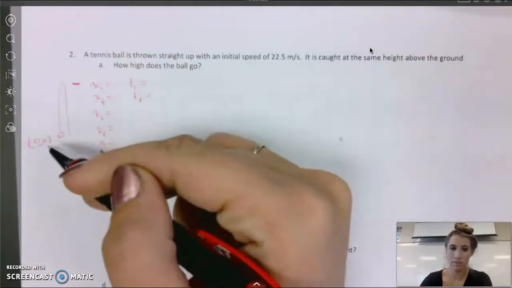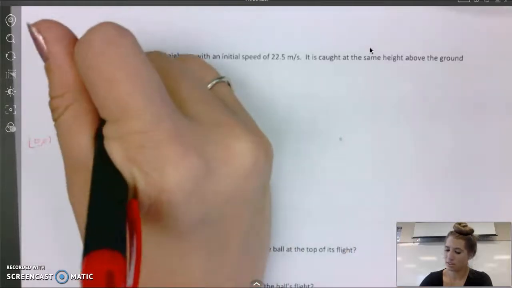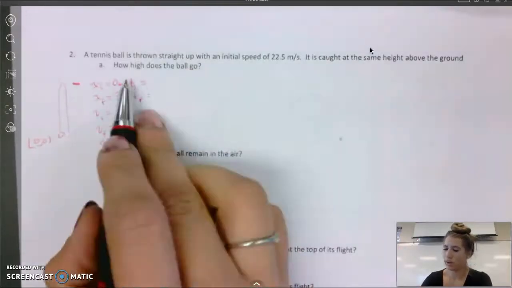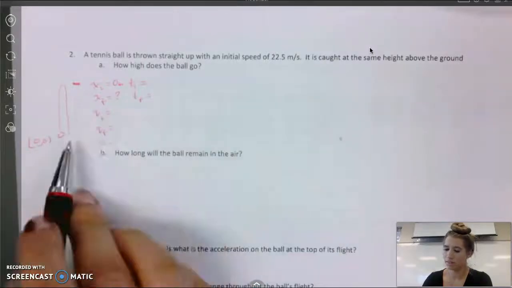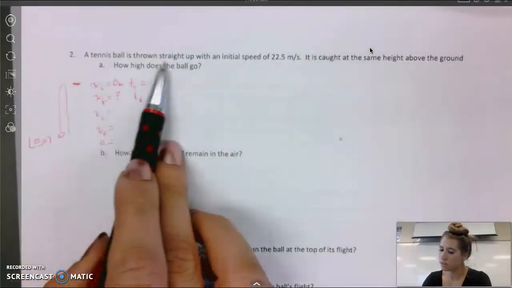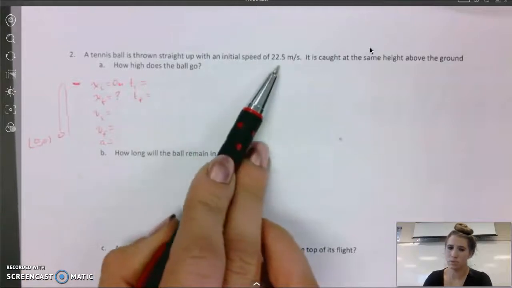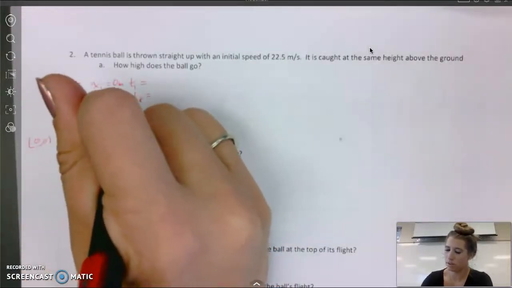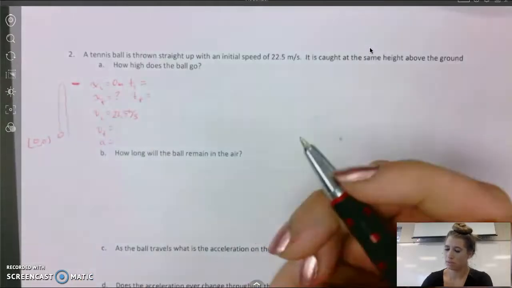I chose this to be my origin, so x initial is just 0. X final is what we're solving for. We want to know how high up does the ball go. Velocity initial, let's see, the tennis ball is thrown straight up with an initial velocity of 22.5 meters per second. That's 22.5 meters per second.